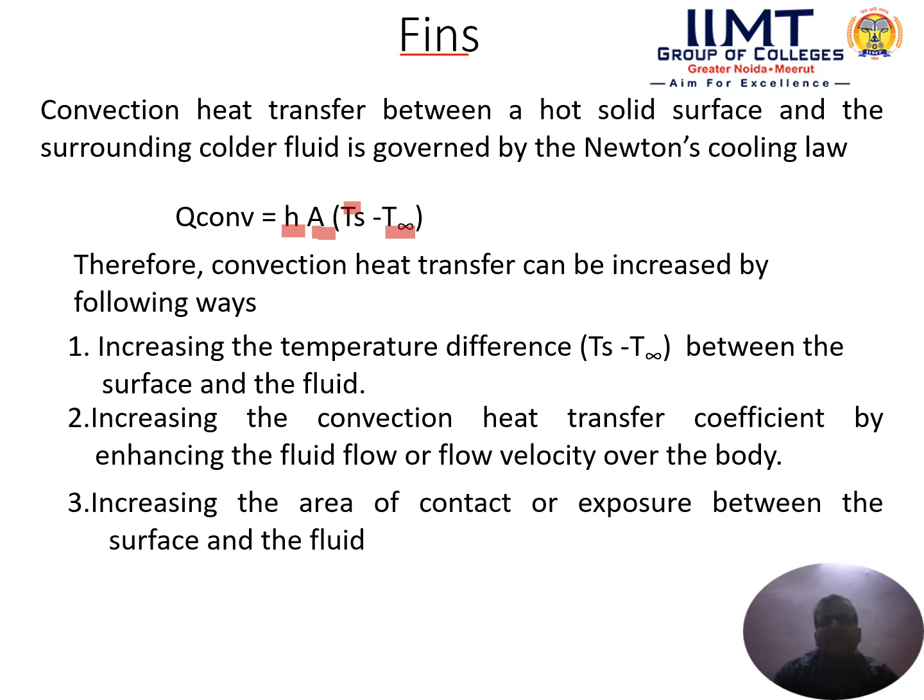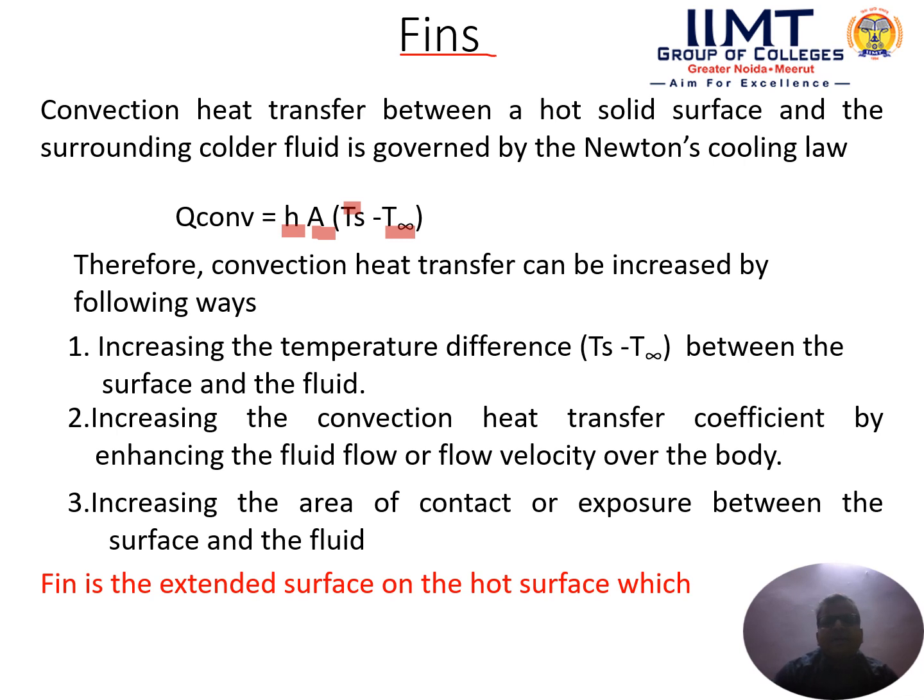Basically, a fin is the device which is used to increase the rate of heat transfer by increasing the effective contact area. That means by using the fin we can increase the effective contact area between the surface and the surrounding fluid, and due to this the rate of heat transfer by convection will be increased. That means a fin is the extended surface on a hot surface which is used to increase the rate of heat transfer by increasing the effective contact area between the surface and the surrounding fluids.